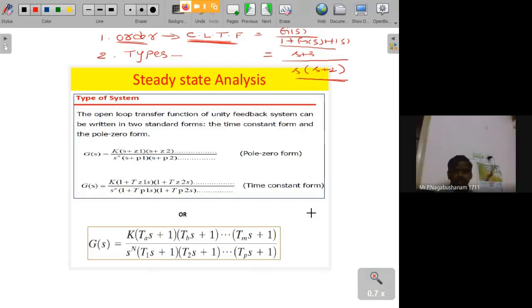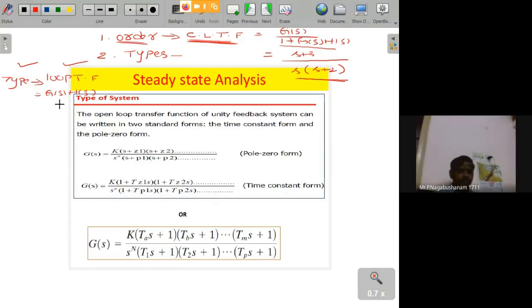Let me write it here. For the type number of a system, we require the loop transfer function. Loop transfer function means g of s, h of s. Type is always dealing with the loop transfer function. Order is always dealing with the closed loop transfer function.